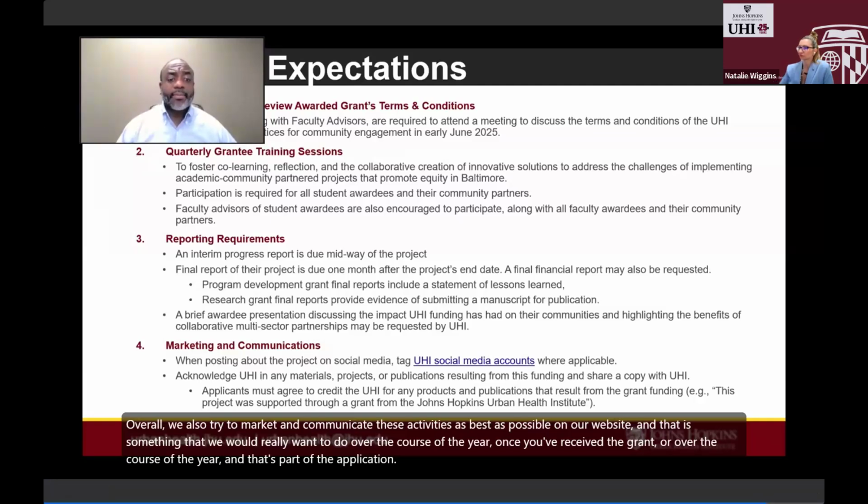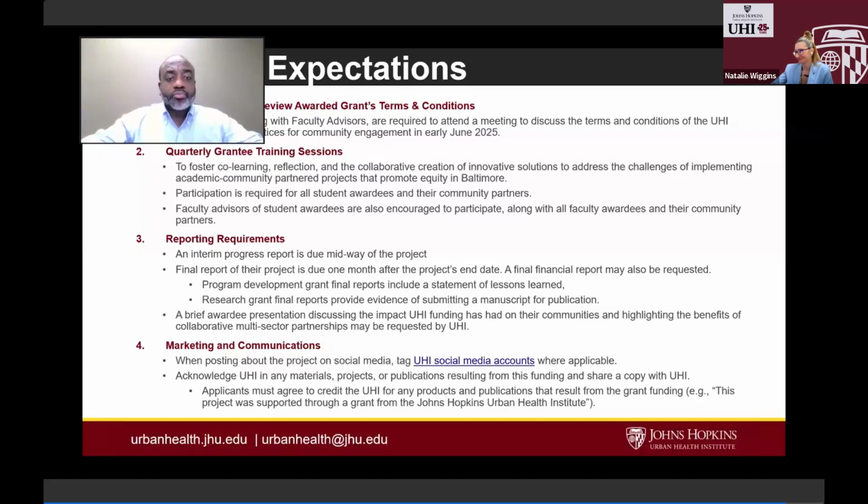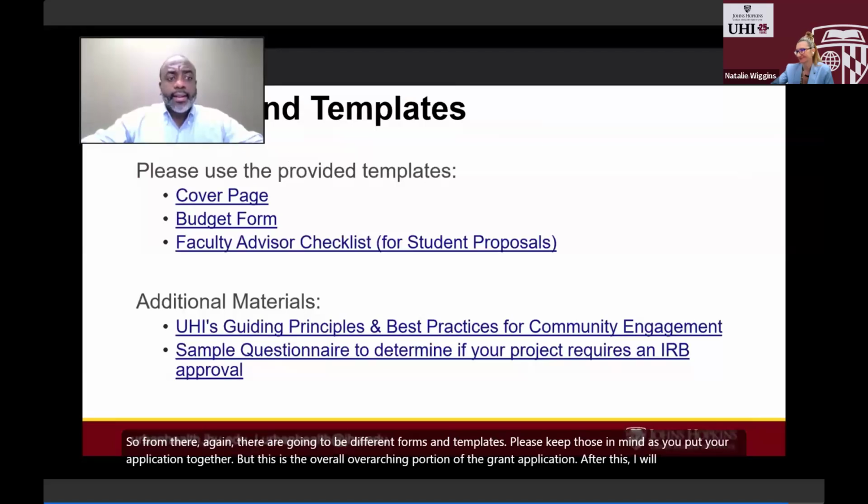And that's part of the application agreement that if there are any products and publications that go forth from this grant, that the Urban Health Institute be put into the acknowledgement section, not as a co-author, but just saying that the project was supported through a grant from the Johns Hopkins Urban Health Institute. So from there, again, there are going to be different forms and templates. Please keep those in mind as you put your application together. But this is the overall overarching portion of the grant application.